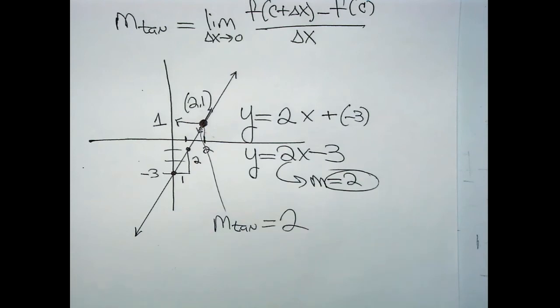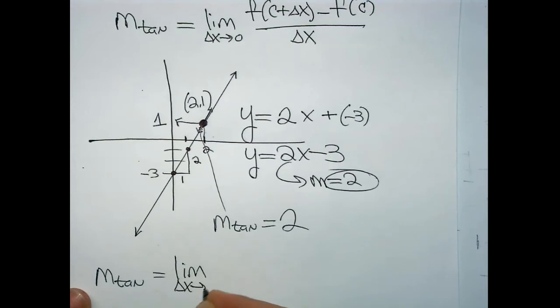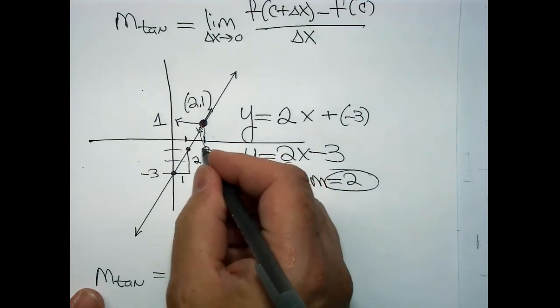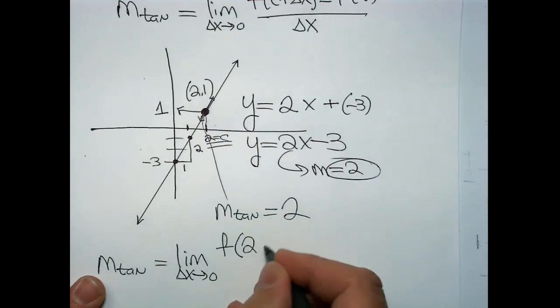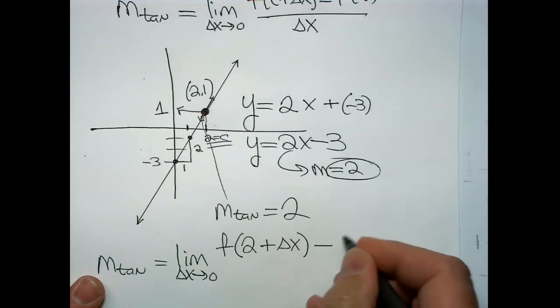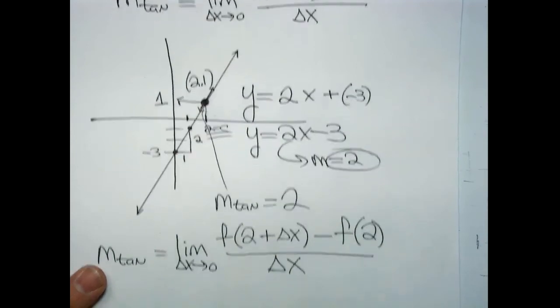It's 2. So I did this because I really want to know the answer up front, and I want to make sure this formula behaves even on a simple function like a line. So let's try this formula to find the slope of that tangent line. The slope of the tangent line is a limit process. Delta x approaching 0 of f of c, where c equals 2. That's the point of interest. So that's going to be f of c plus delta x minus f of c, all over delta x.